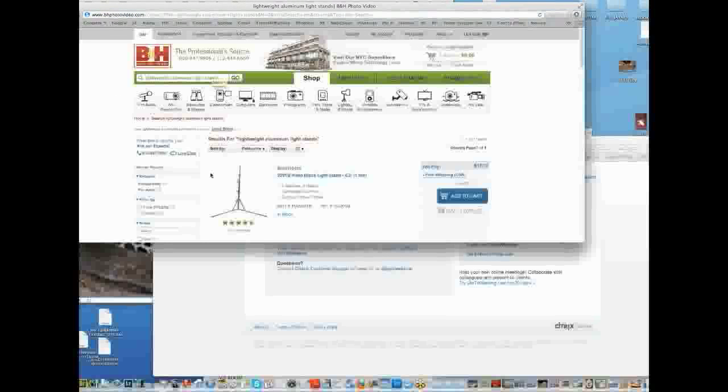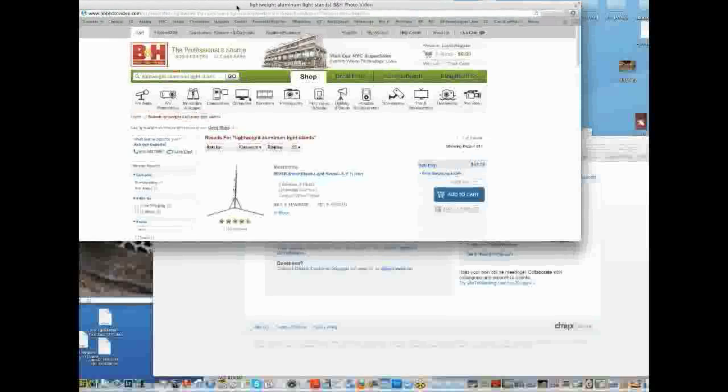I'll find one here. I just went onto B&H's website, and oh yeah, there's tons of them, many listed. Just look at the specifications for the weight, and get the lightest one, because you don't really need stability here.